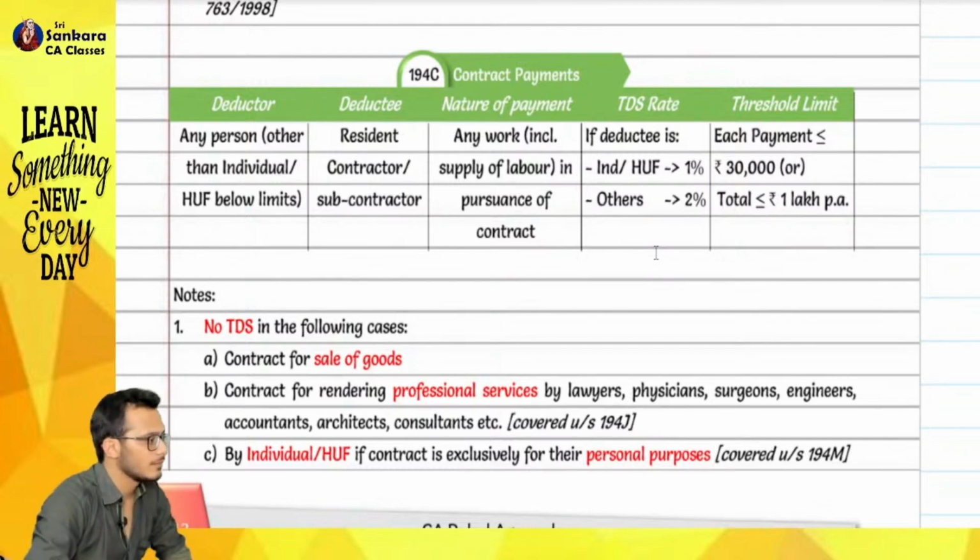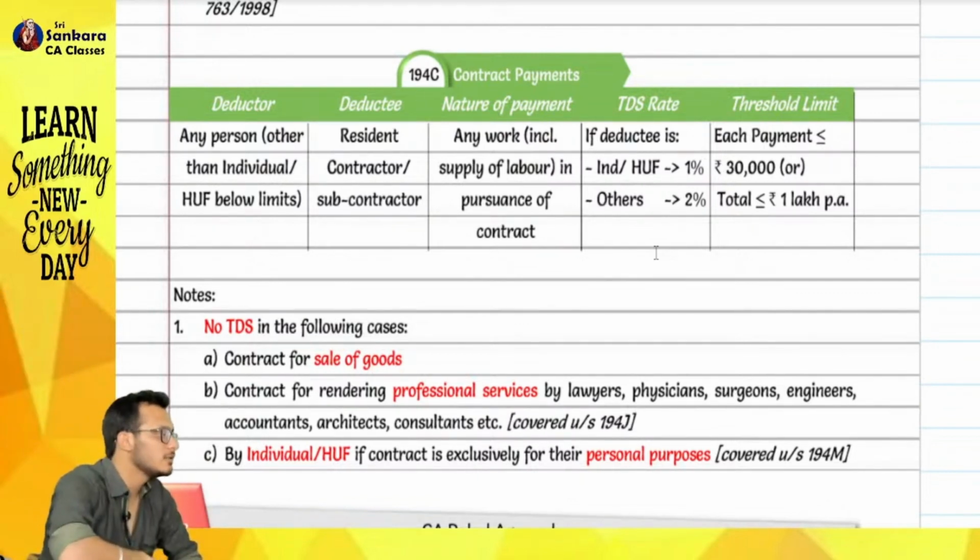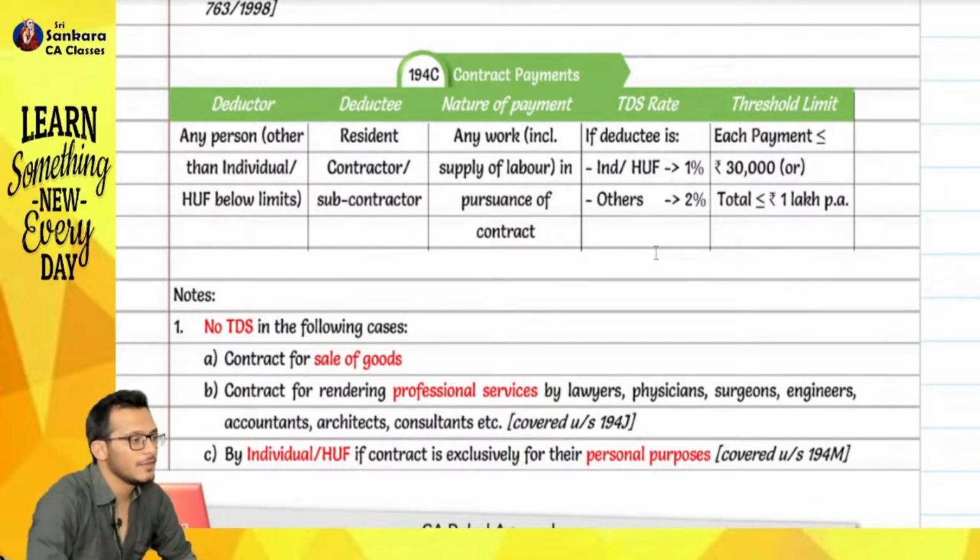None of the sections. This is off the shelf. Provisions come and say, if he is making the advertisement basis your decision, it is 194C. If he is giving you an off-the-shelf advertisement, it is no TDS. Clear? Yes. With this, we are done with 194C.